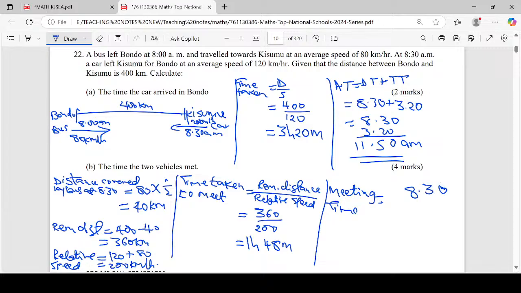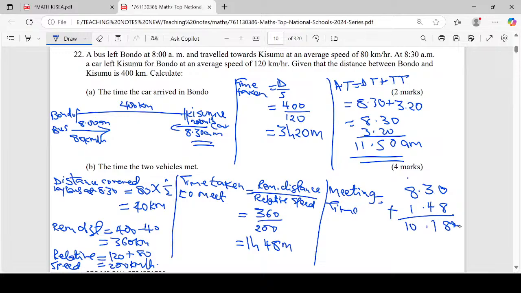The departure time of the last vehicle, which is 8:30, not the departure time of the first vehicle. So you take the departure time of the last vehicle plus the time taken by the two vehicles to meet. That is 1 hour 48 minutes. When you add 30 and 48, you get 78. You cannot write 78, so you subtract 60 from that and get 18. Then you carry 1 hour to the other side, making this 10.